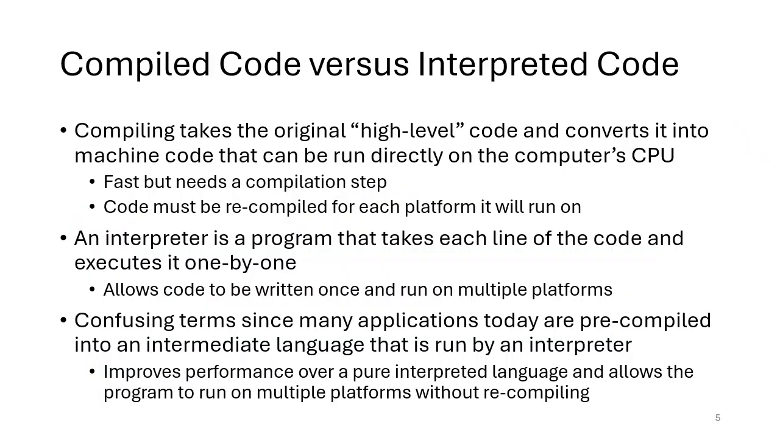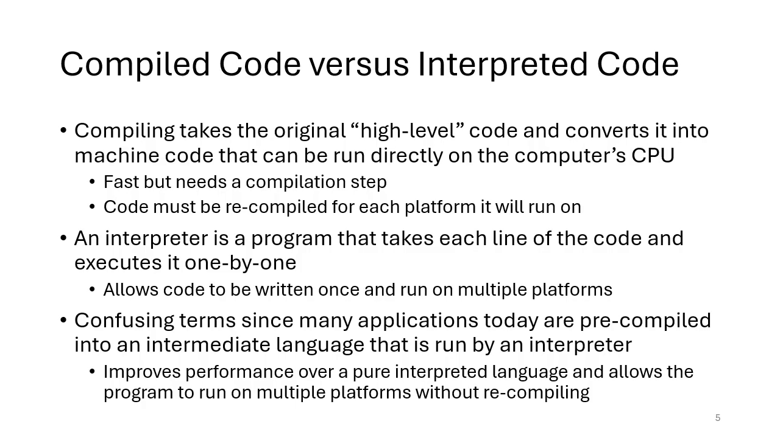Let's talk a bit more about compiled code versus interpreted code. Compiling takes the original so-called high-level code, which is the code that the user writes, and converts it into machine code that can be run directly on the computer's CPU. So as I said on the previous slide, if you have, for example, a C program, when you run the compilation, that converts it into assembly code that's run directly on the hardware. Sometimes we call this running on bare metal.